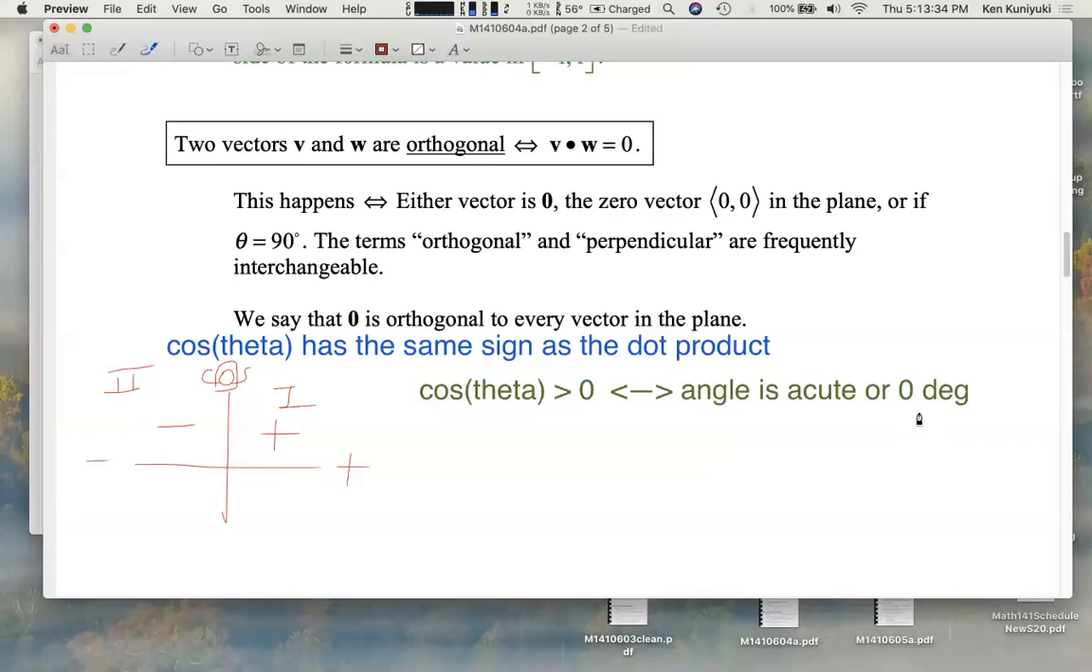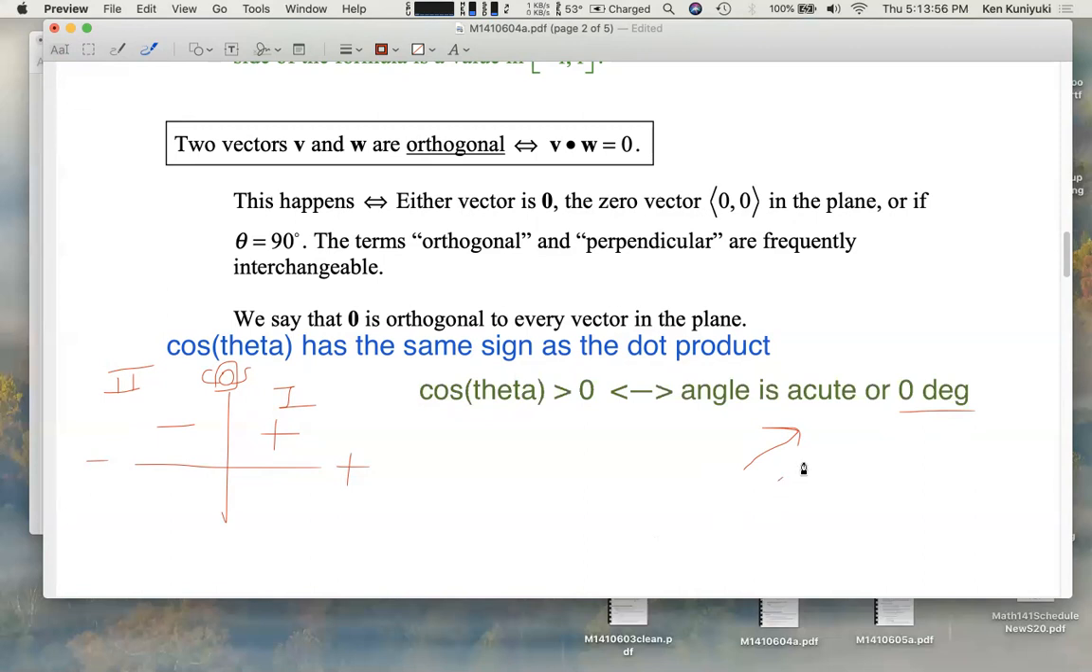By the way, what does it mean for the angle between two vectors to be 0 degrees? Let's say we have a vector here. Draw for me an arrow representing a vector that makes a 0 degree angle with this vector.